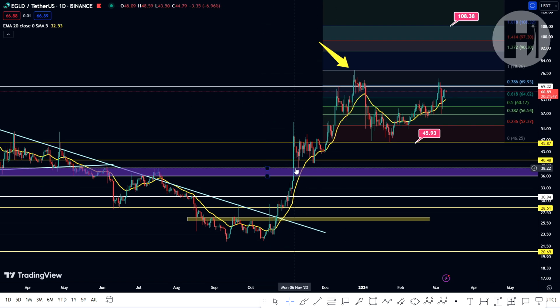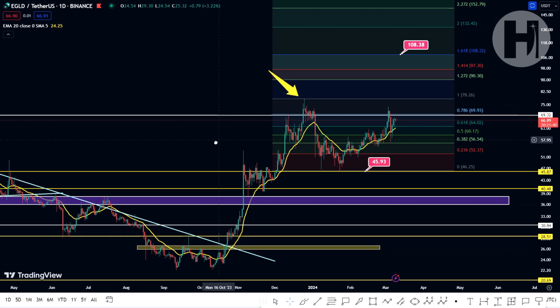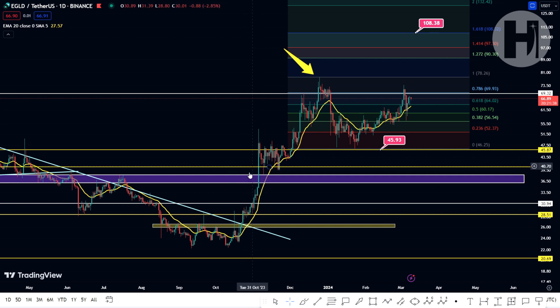Personally, I have a really good position in EGLD. I think my average is around, I think it's between $30 to $40. I'm not totally sure. Maybe it's even below that. I think it's $27 if I'm being honest.